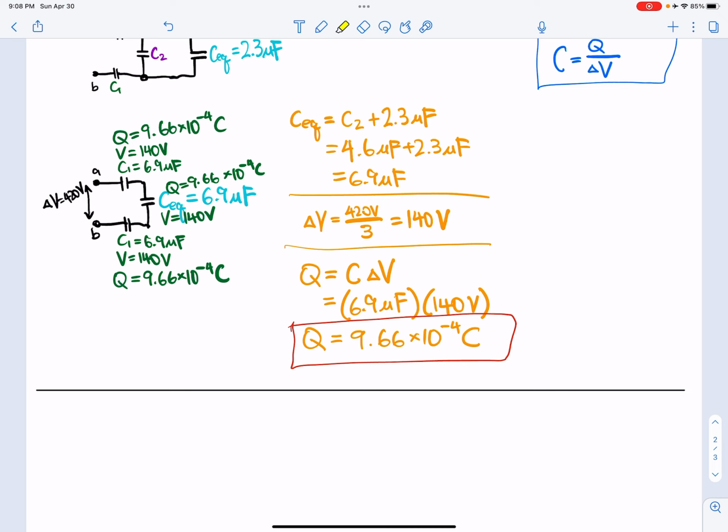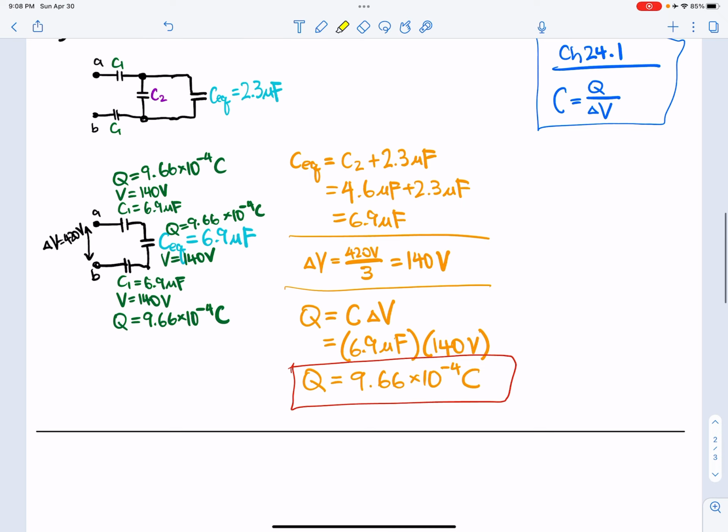So I found the charge for these capacitors right here. But I actually need to find the charge for this C2 right here. Right now I have the charge for C equivalent, but I now have to go back up here and find the charge for C2. So I'll do that right now.